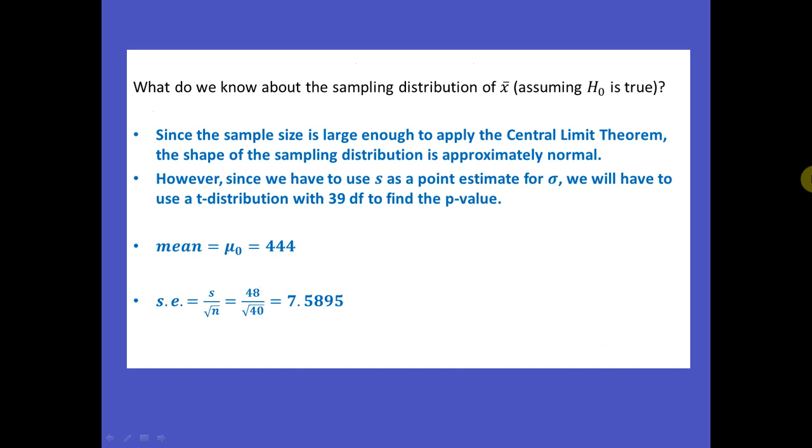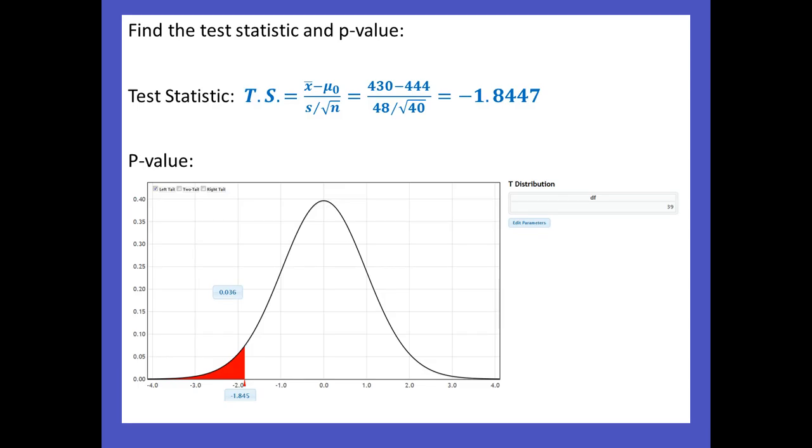Under the assumption that the null hypothesis is true, what do we know about the sampling distribution of x bar? First, since the sample size is large enough to apply the central limit theorem, the sampling distribution should be approximately normal. However, since we have to use s as a point estimate for sigma, we're going to have to use a t-distribution to compute the p-value, more specifically a t-distribution with 39 degrees of freedom, since n is 40, and the degrees of freedom should be n minus 1, so we end up with 39. The mean will be 444. There's the part that comes from the assumption that the null hypothesis is true. And then the standard error, s over the square root of n, works out to be 7.5895 to 4 places.